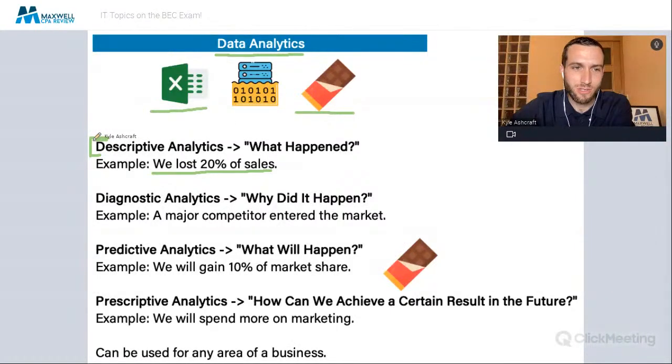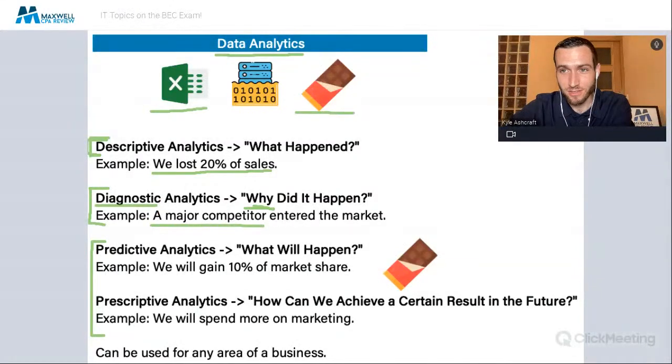So you're going to notice that the 2 analytics that start with a D are going to be for looking back, and then these 2 that start with a P are going to be for the future. So the descriptive is going to say what happened, and from there we have the diagnostic analytic, which is trying to say why did that happen. So it's trying to diagnose the problem. So maybe a major competitor entered into the market. So that would be the diagnosis of what happened there. So those are looking back, descriptive and diagnostic.